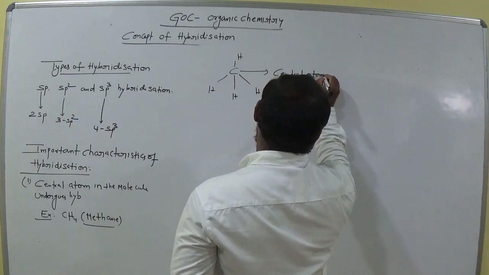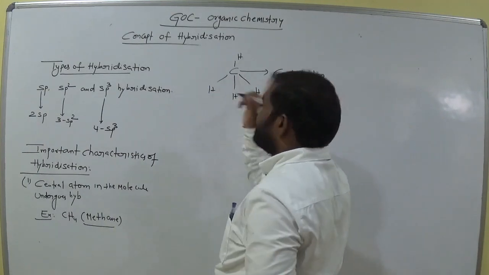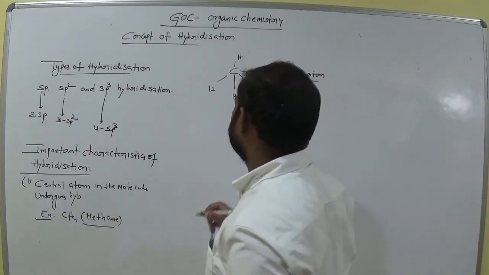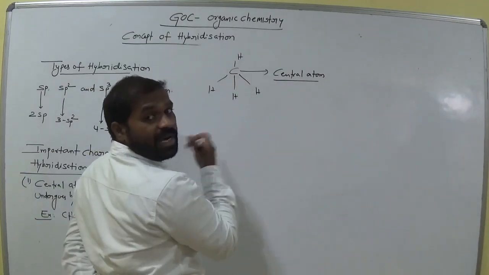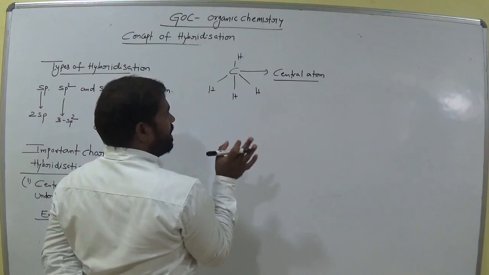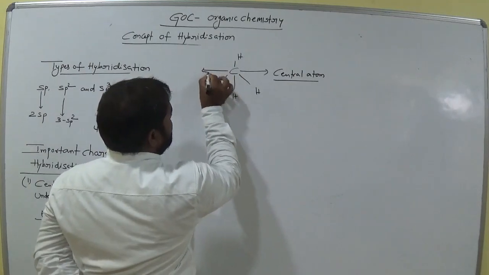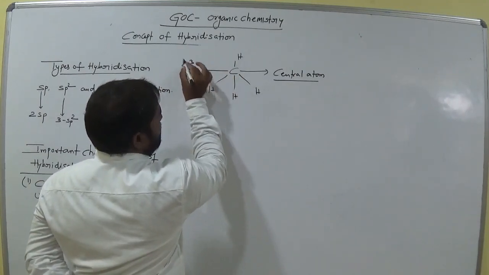Central atom. So this central atom only undergoes hybridization, not the remaining atoms. Central atom only undergoes hybridization. Okay, clear? Now here it is sp3 hybridization. I will explain later. Just remember.